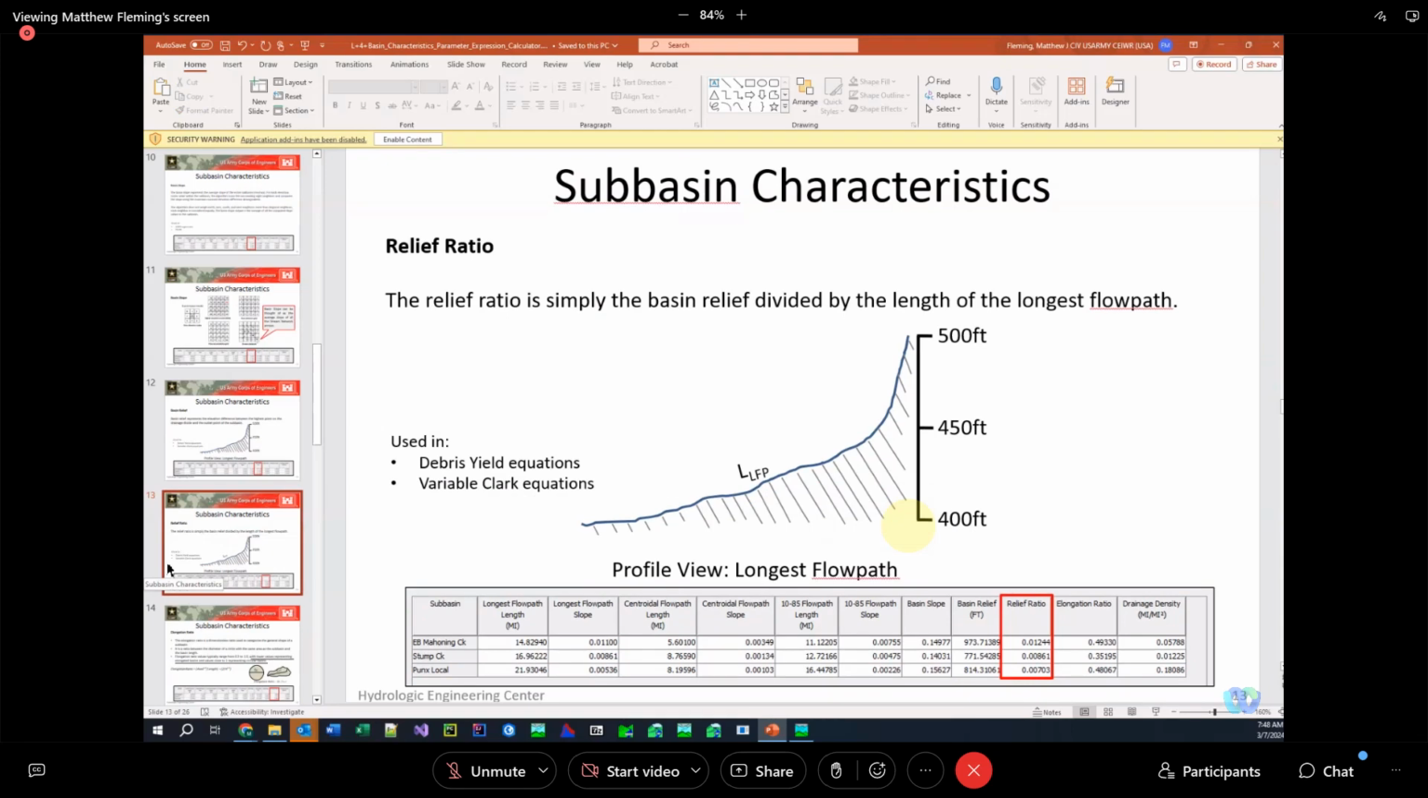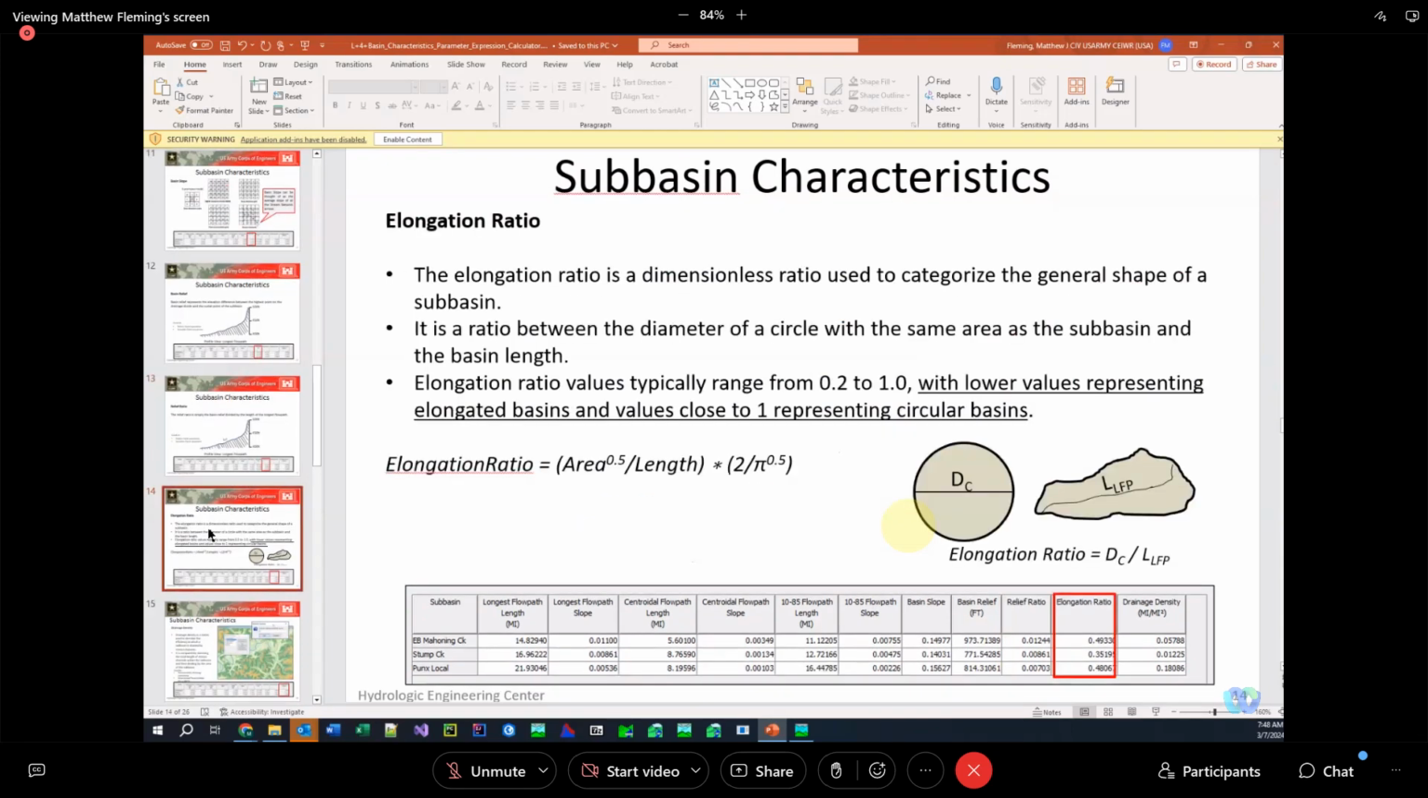And then elongation ratio. This one's interesting. I've never used this one before in any of the regression equations, but you can see what it means, right? So the elongation ratio values range from 0.2 to 1. Lower values mean the subbasin is more elongated, right? Skinnier, spread out in space, versus those values closer to 1, where you have a circular subbasin.